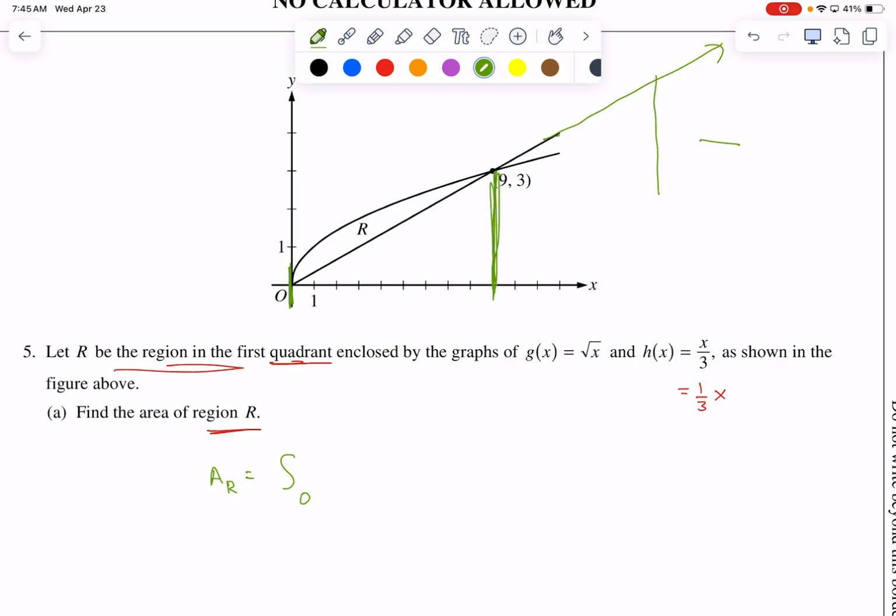0 to 9, and you go the top function. Which one's the one on top? Yep, and you actually are allowed to put g of x right here. Minus the area under the other one, which is what? Yep, x over 3, which is h of x. This right here would be worth 1 point.